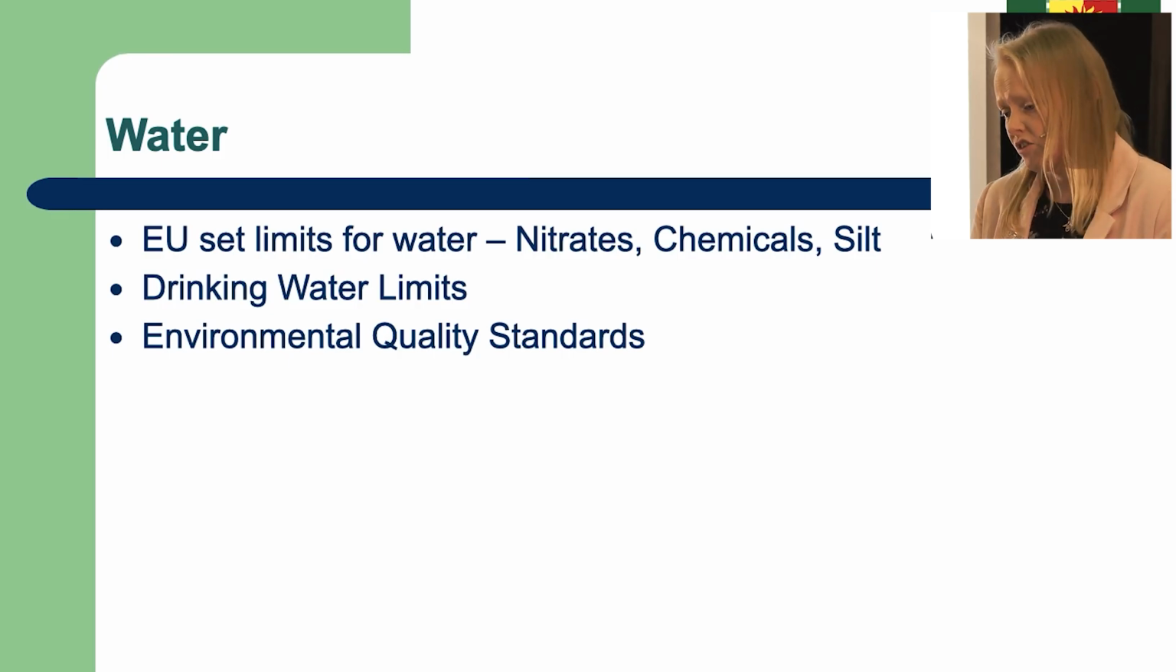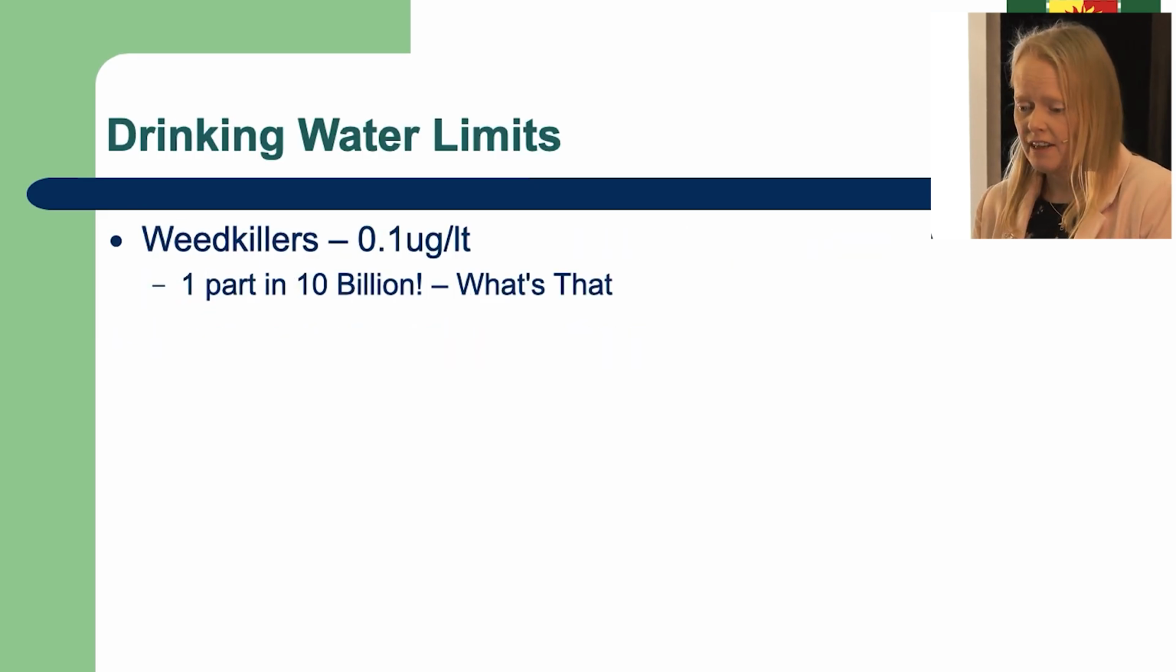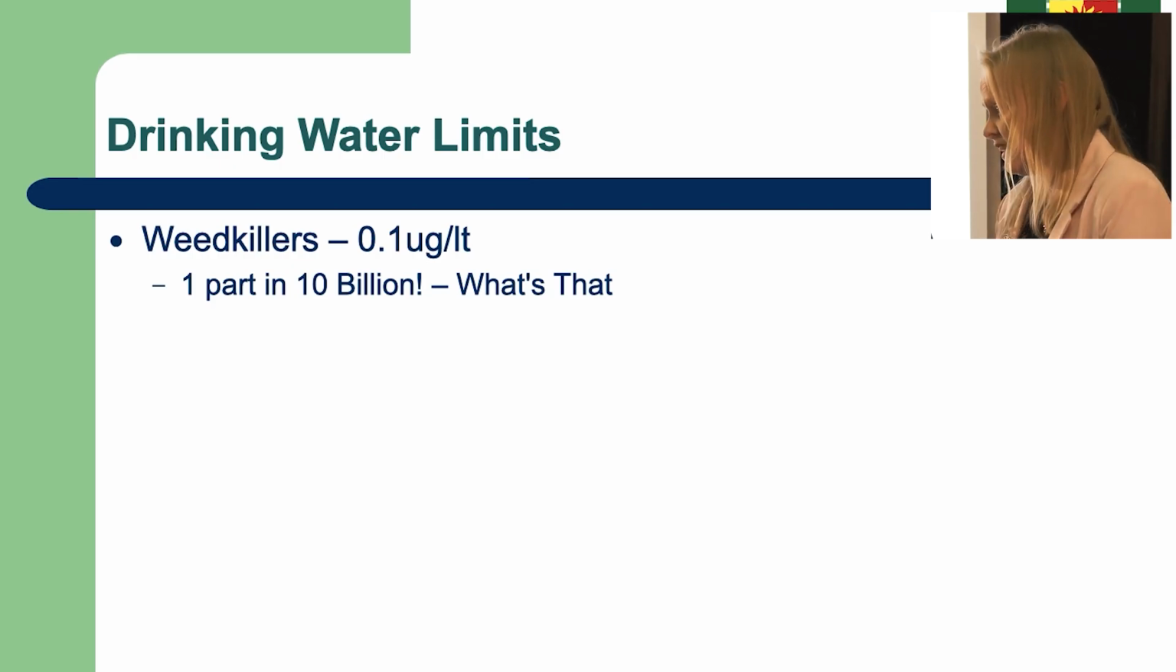in terms of the nitrates, the chemicals and the silts that can be found in water. There are also drinking water limits set and environmental quality standards. In terms of the drinking water limits, the EU has set a limit of 0.1 micrograms per litre, which in essence is 1 part in 10 billion.